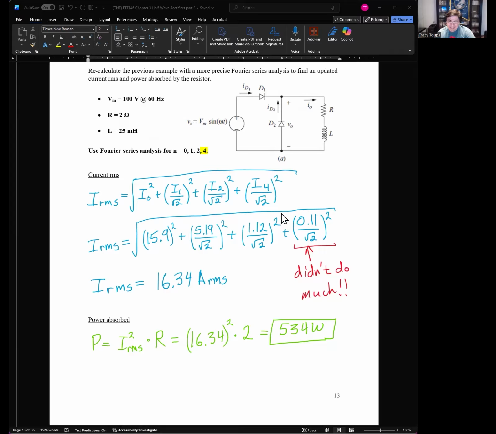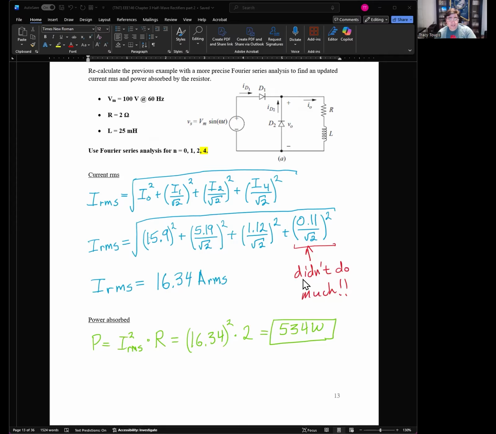So at the end of the day, this is literally a rounding error. So power absorbed is going to be the same as before. P equals I squared times R, where it's 16.34 amps squared times 2 ohms, which is 543 watts. I just wanted to use an exercise to show you how to do the fourth order harmonic.